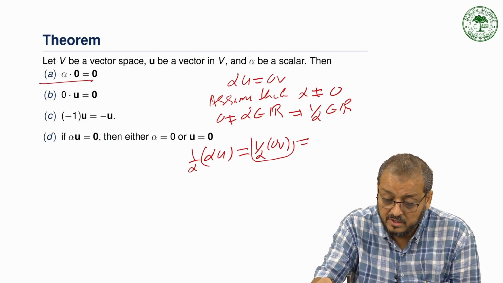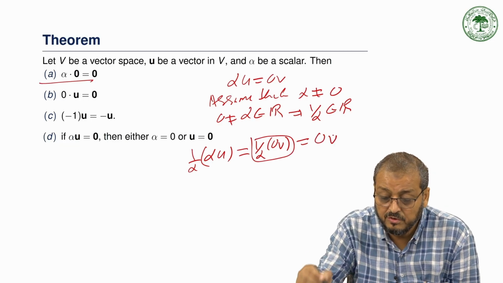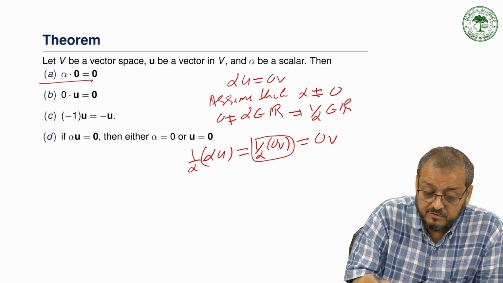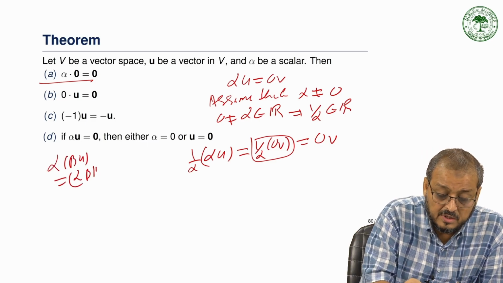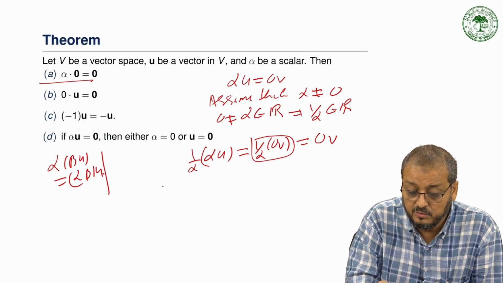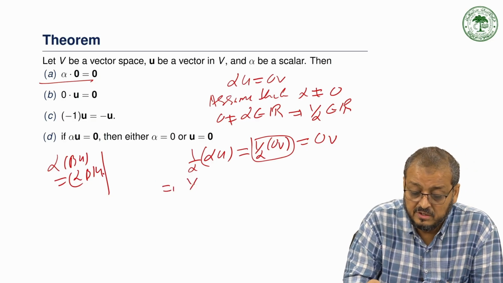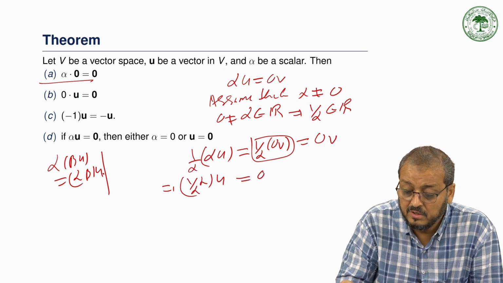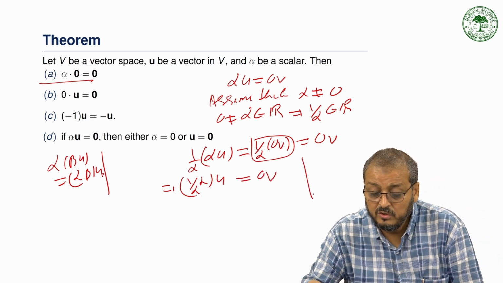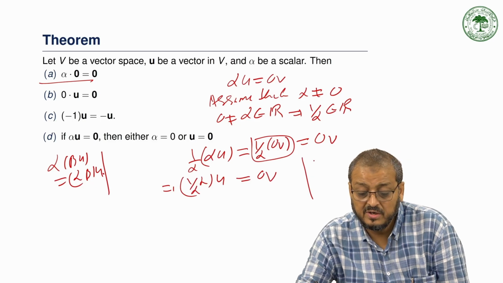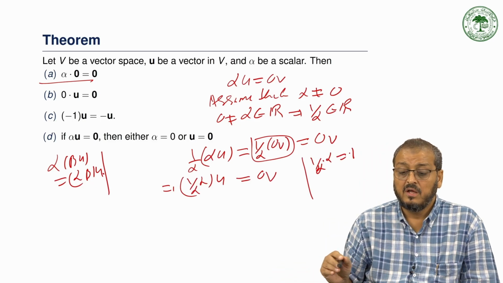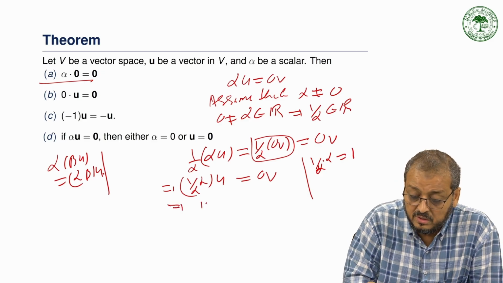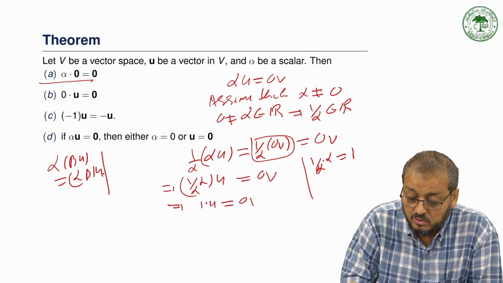So this quantity is equal to 0 of V. Now from this you know that alpha times beta of u can be written as alpha beta of u. By this property, using the associativity condition, 1 upon alpha into alpha u is equal to 0 of V. And also we know that because of the multiplicative identity, 1 upon alpha into alpha is equal to the identity 1. So this is equal to 1 into u is equal to 0 of V.